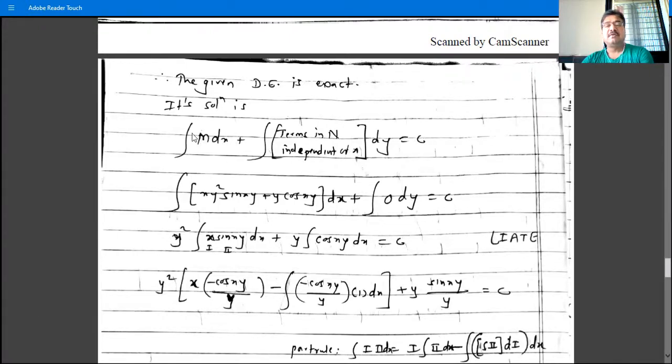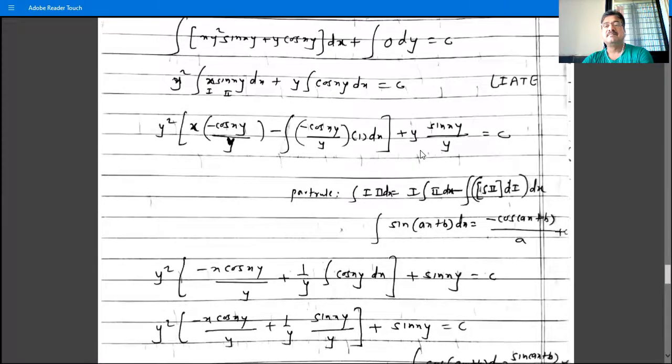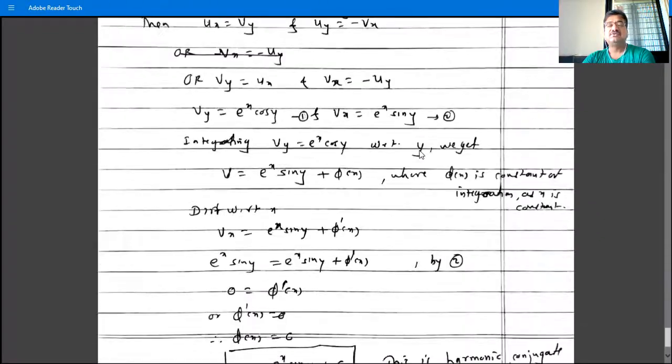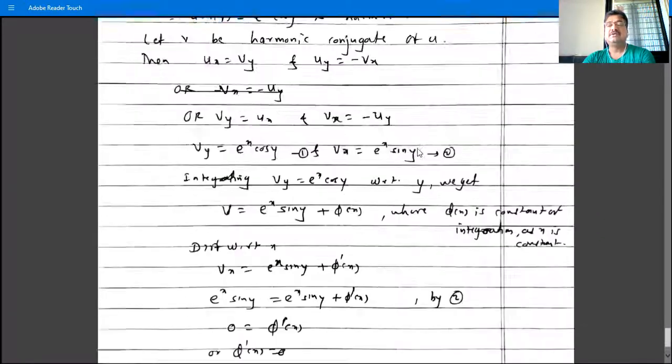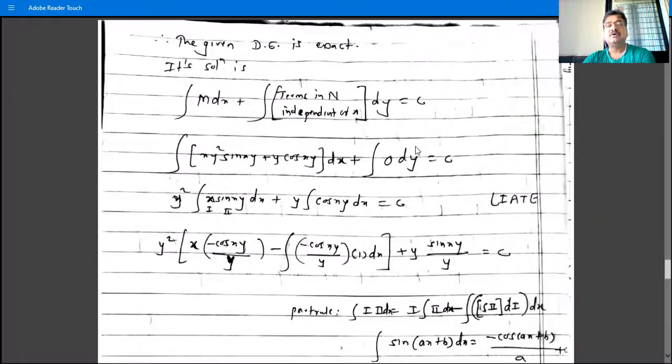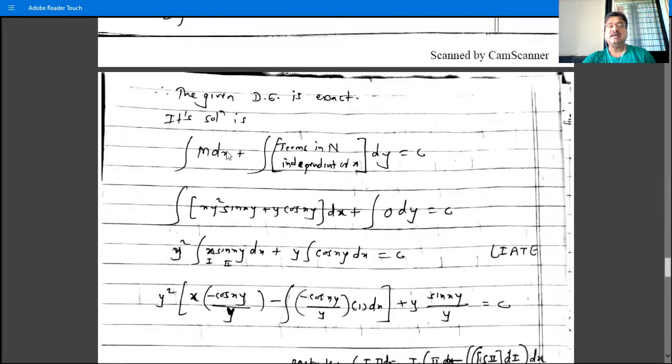We use this formula: integration of M dx plus integration of the terms in N independent of x dy is equal to a constant. So by using this formula, we can find the general solution of the given exact differential equation. Don't use this formula for other problems. If the differential equation is exact, then we have to use this formula, because of the previous topics.